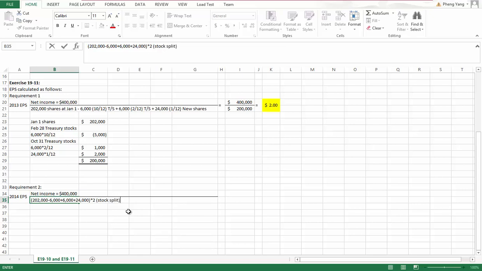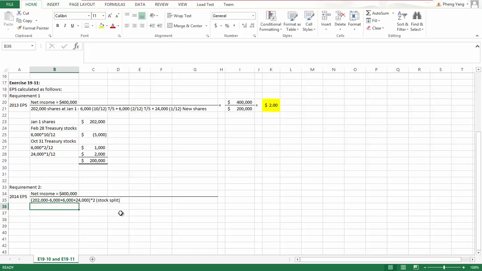And we have to take into consideration the 6,000 for the treasury when we reacquired the treasury stock and then when we sold it, plus the 24,000 for the whole year because it was done the previous year due to the stock split. We have to take all that into consideration. We didn't have any other transactions in 2014, so we didn't have to take any other transactions into consideration besides what's on the company's books right now.